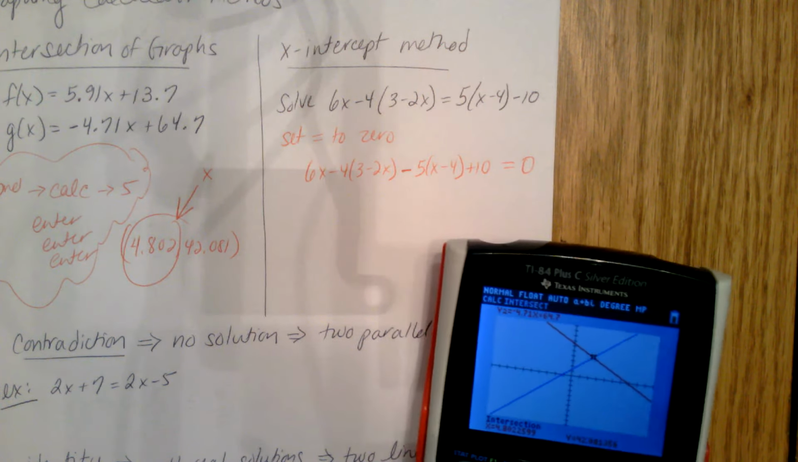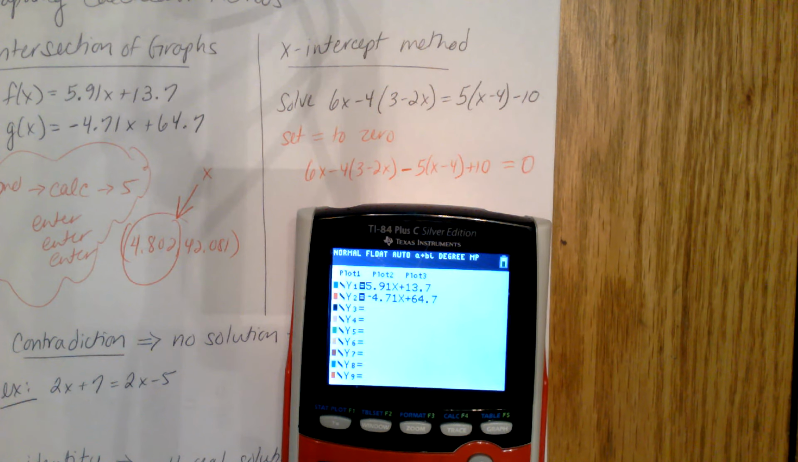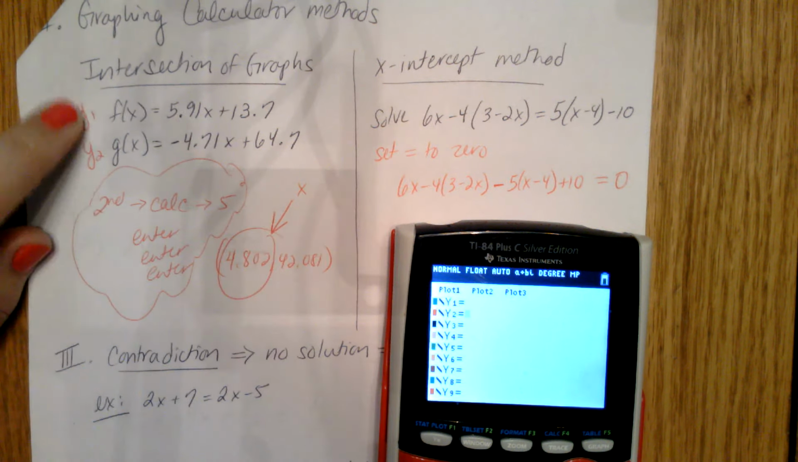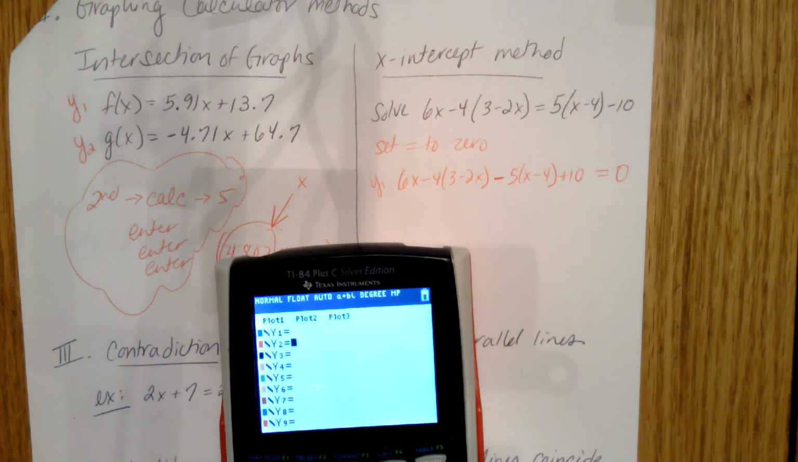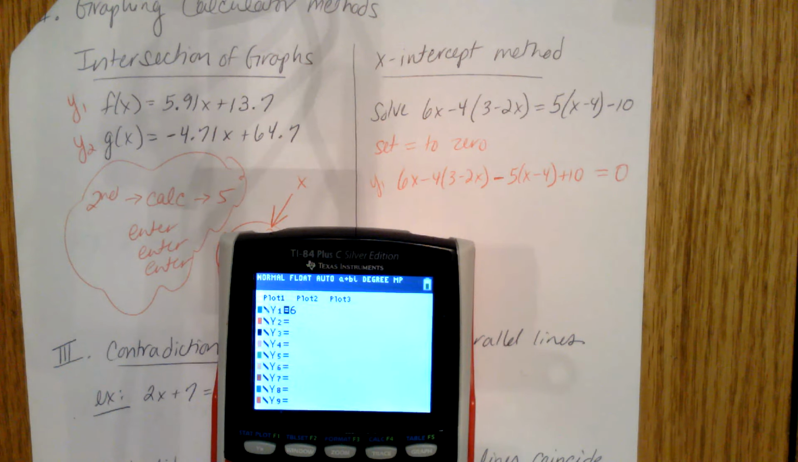And now you don't have to simplify this at all. Just type it all into one equation. See, whereas here we put this into y1 and put this one into y2, this one we're just going to type all into the y1, okay? This all goes into y1. So be very careful how we type it. 6x minus 4 times 3 minus 2x parenthesis minus 5 times x minus 4 plus 10. And I'm just going to go back to Zoom 6 just to see if we can see it intersect the x-axis in here. Might have to change the viewing window. Now we got it.